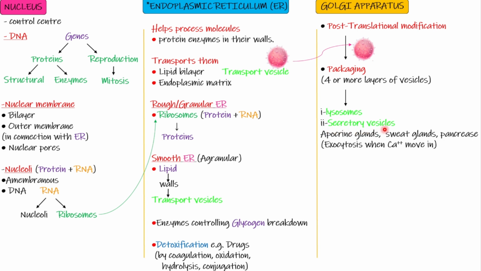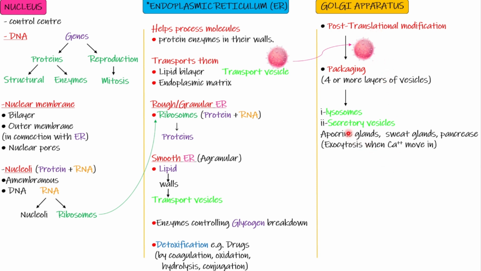So lysosomes are produced after the packaging from the Golgi apparatus, and then secretory vesicles are produced. For instance, in an organ like the pancreas, which produces a lot of pancreatic secretions and juices, there will be a huge production of secretory vesicles from the Golgi apparatus. Then we have sweat glands. All the glands, cells or organs associated with secretions, like pancreas, sweat glands or apocrine glands, will produce huge amounts of secretory vesicles after packaging from the Golgi apparatus.